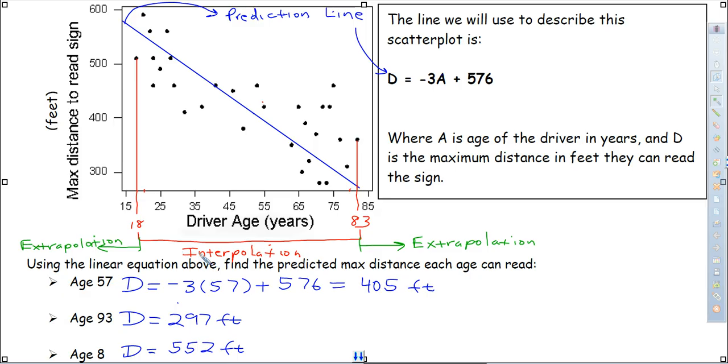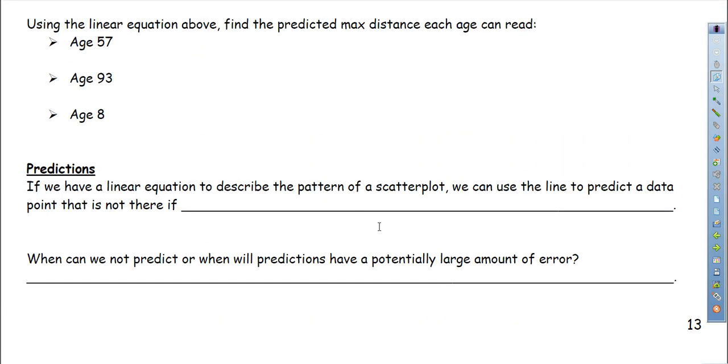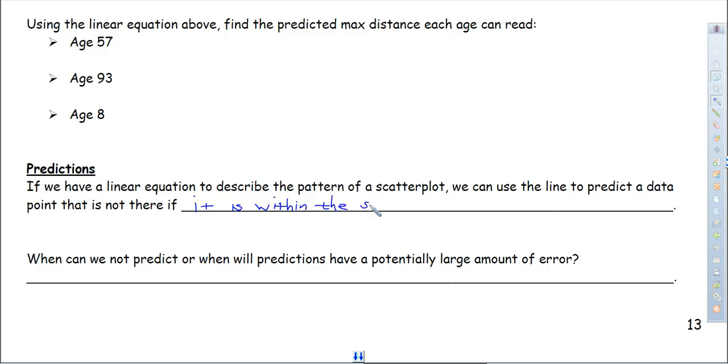So we want to recognize that there tends to be more error in extrapolating. And we're going to cover this right at the bottom of the page, and you can see that on the predictions part. So let's go over that again. Let's come down here, predictions. If we have a linear equation to describe the pattern of a scatter plot, we can use the line to predict a data point that is not there if it is within the scope of the data.